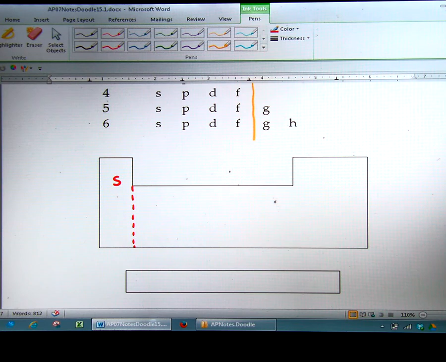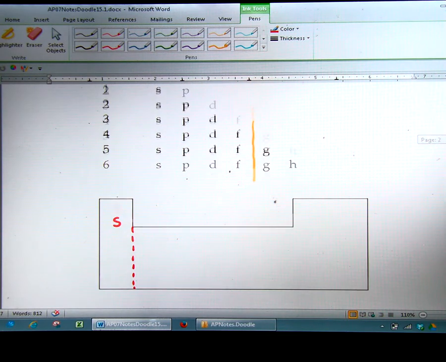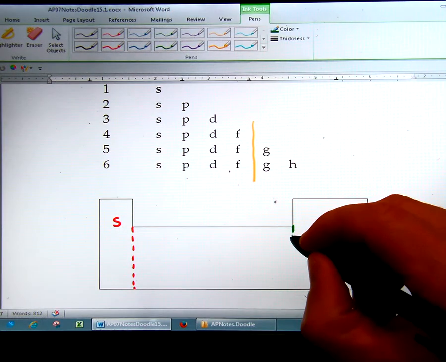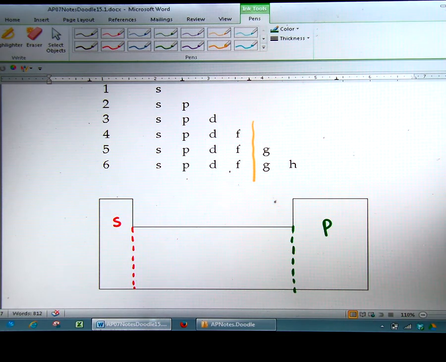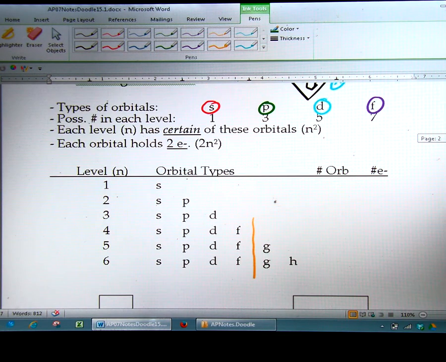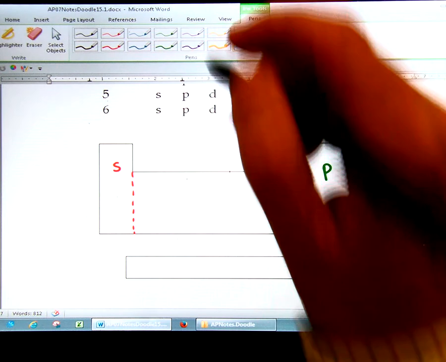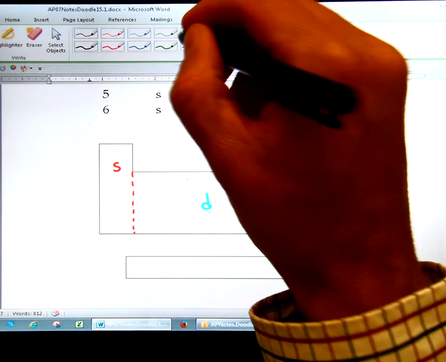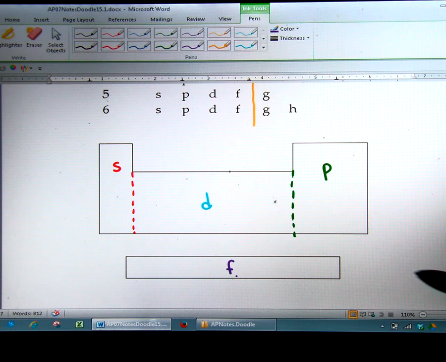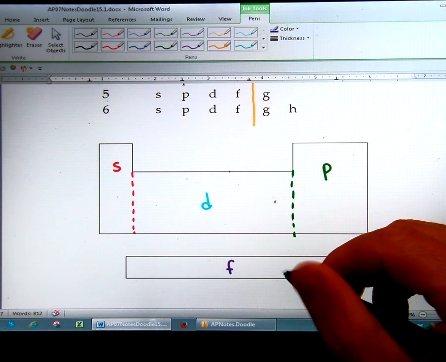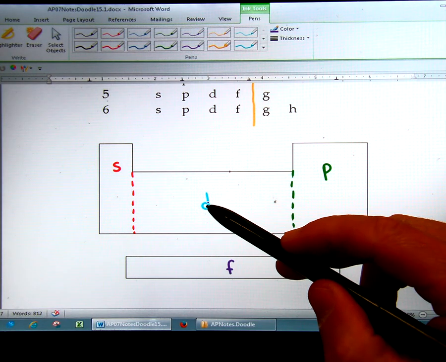Okay, the P orbitals, which we saw up here, are going to be filled by the elements on the far right of the periodic table. And then you saw the D orbitals over here. They're going to be in the middle. And then lastly, the F's are being filled by the elements on the very bottom, which are called the inner transition metals. The D's are being filled by the transition metals.